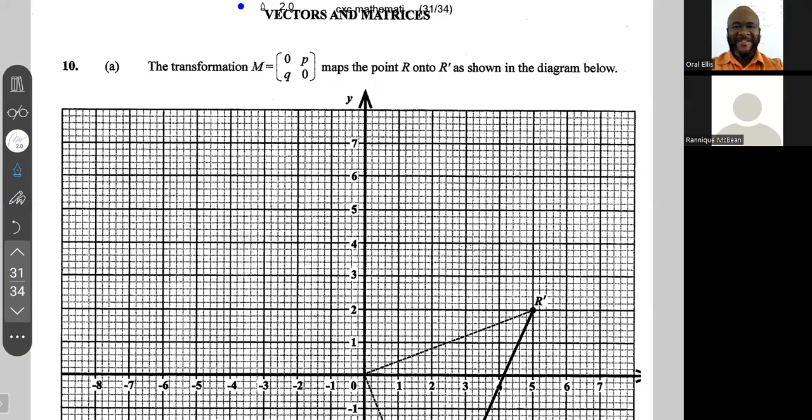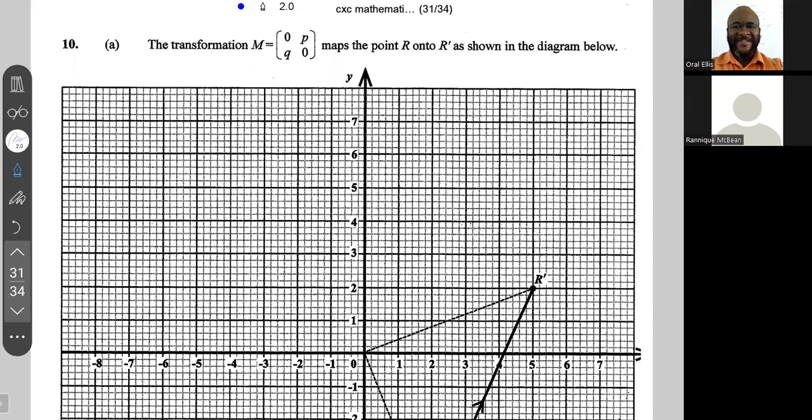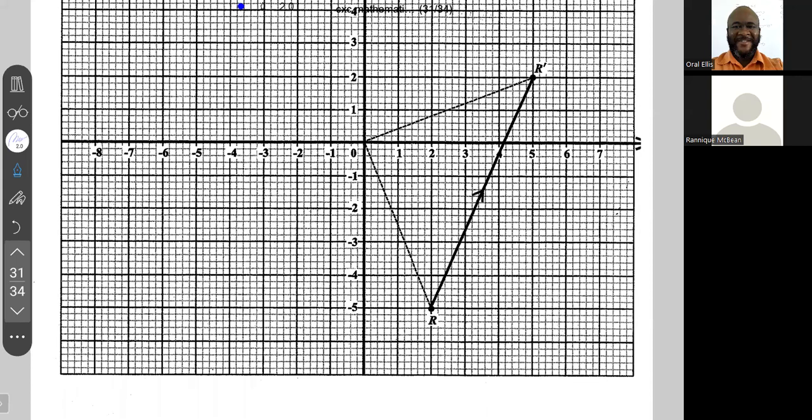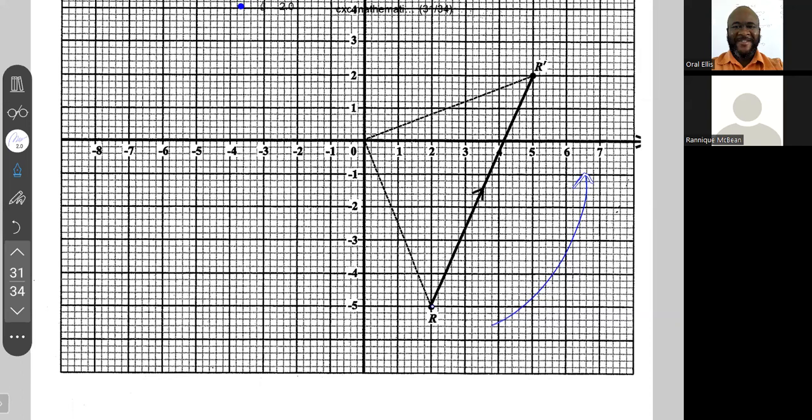All right, so question number 10A says the transformation M, which is the matrix 0 p, q 0, maps the point R onto R prime as shown in the diagram below. Now, for those of you who are very familiar with transformation, R is going to become R prime. You'll see that this is an anti-clockwise rotation of 90 degrees.